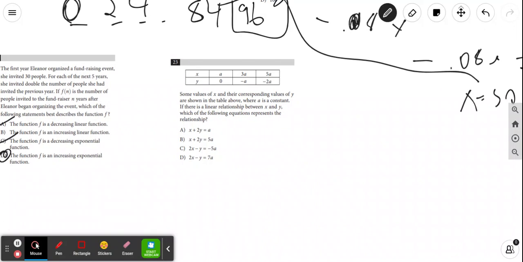Move on quickly. Some values of x and their corresponding values of y are shown in the table above, where a is a constant. If there's a linear relationship between x and y, which of the following equations represents the relationship? In this situation, I would just plug in values. If you plug in 0 for y and a for x, this doesn't work. Same thing here, same thing here. A is the only one that works. You plug it in quickly and get it over with.